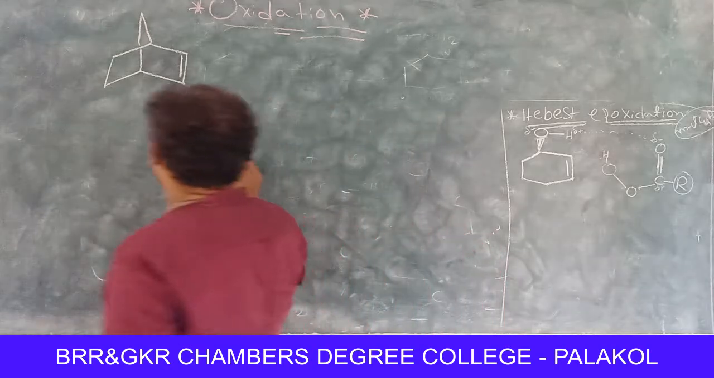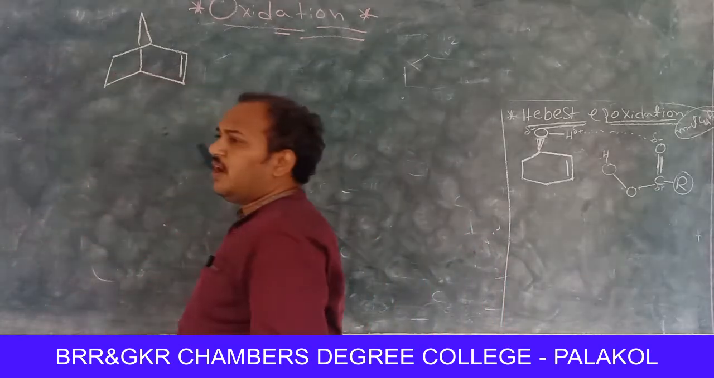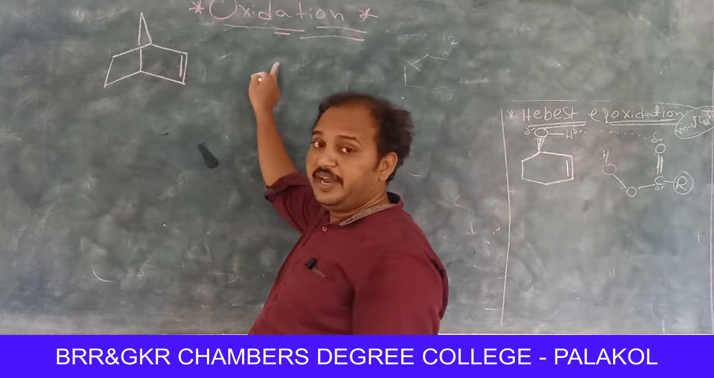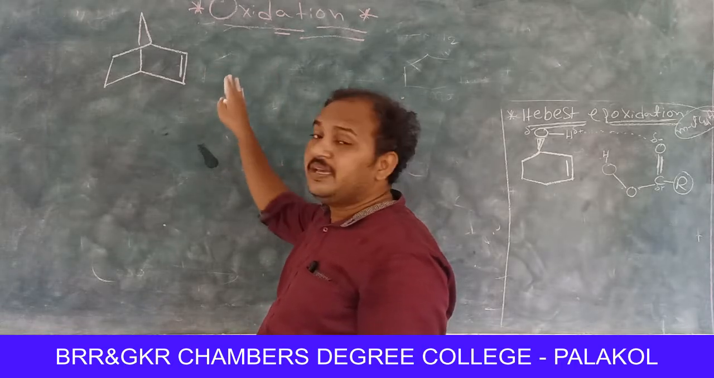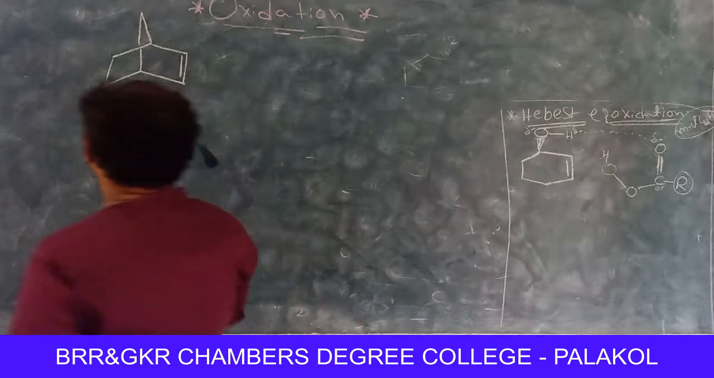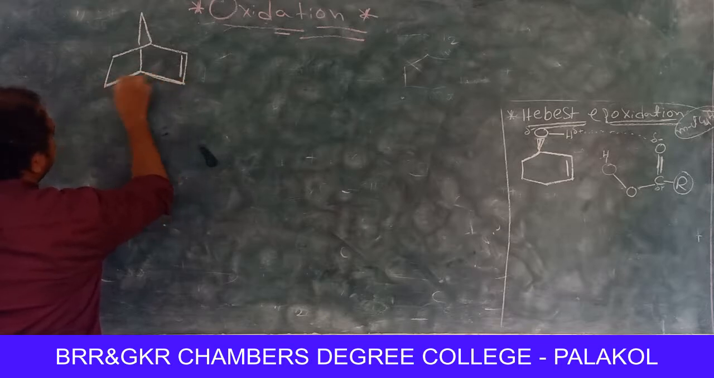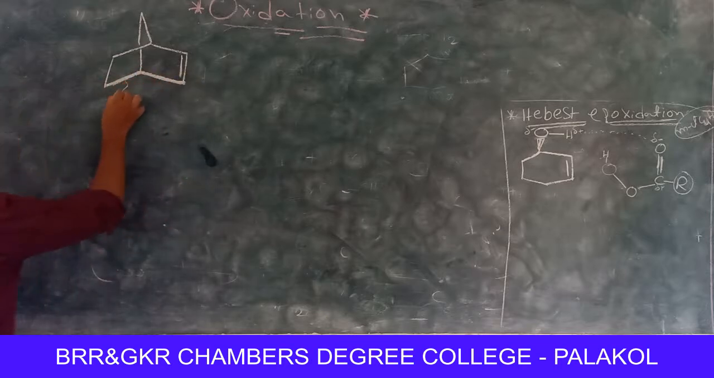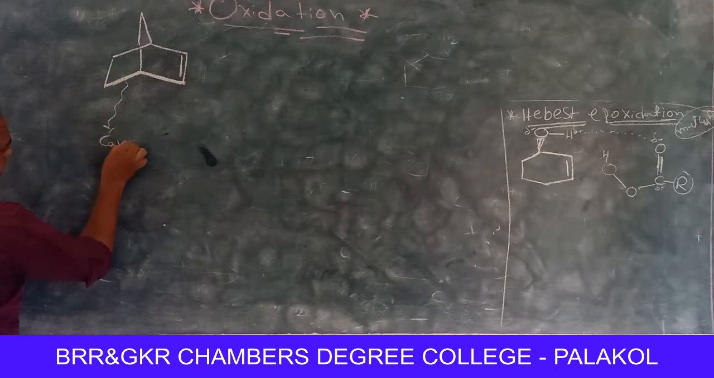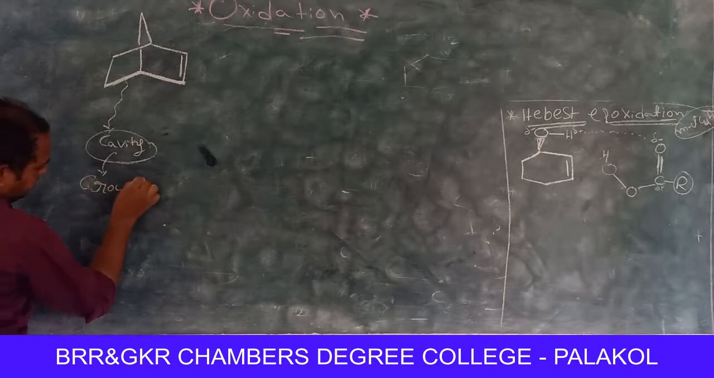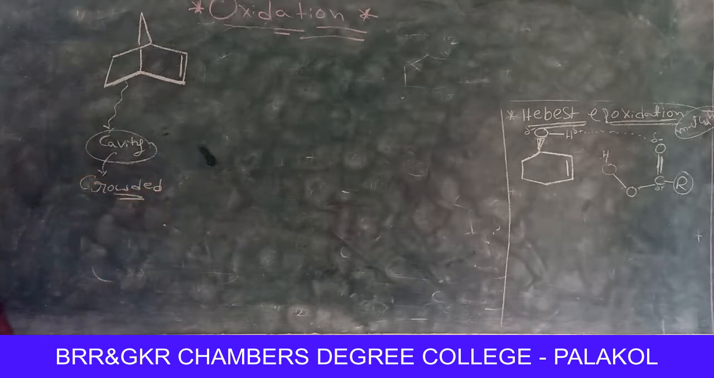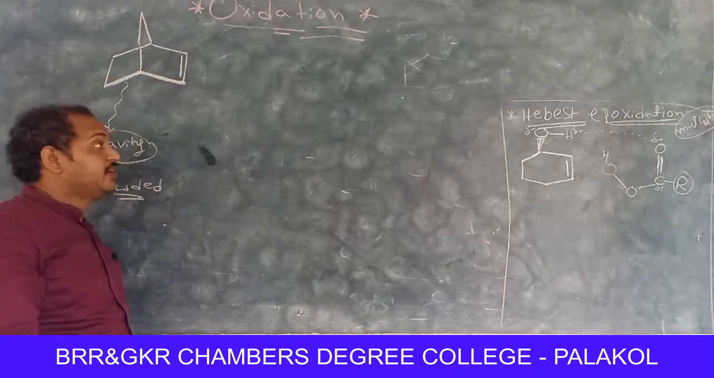And what is exo? Exo is always away from the ring. Endo is always nearer to the ring, right? In this system, this part is called the cavity. Cavity means the crowded part, right?